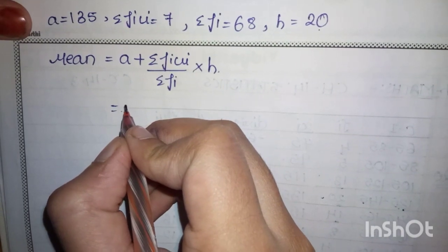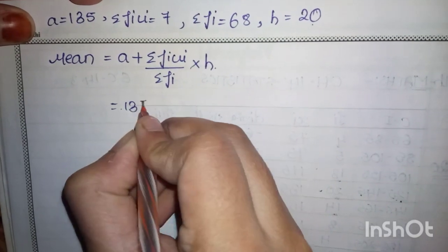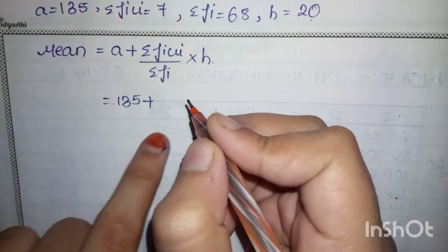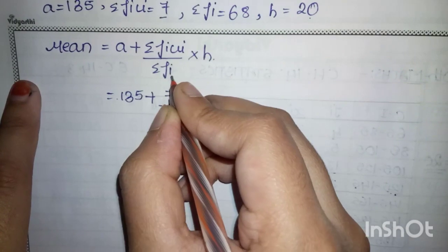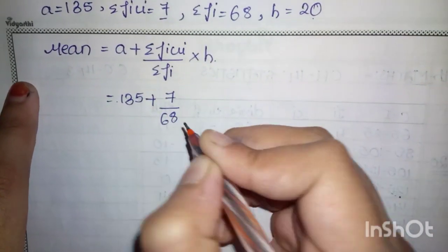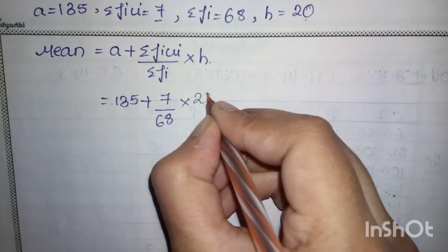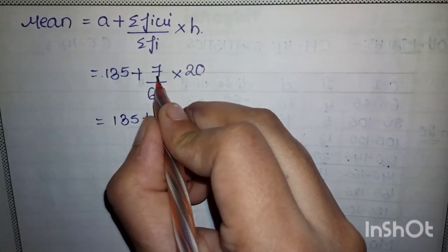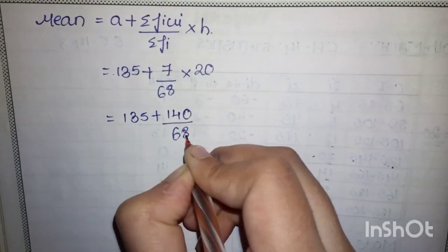So friends, now we will substitute all the values that we found out. That is, a is 135, we got it. We assumed the a value as 135. Next, plus, on adding sigma fi ui, we got the answer as 7, by sigma fi, we got 68. That is the addition of the frequencies. Next, into h, the height, we got it as 20.